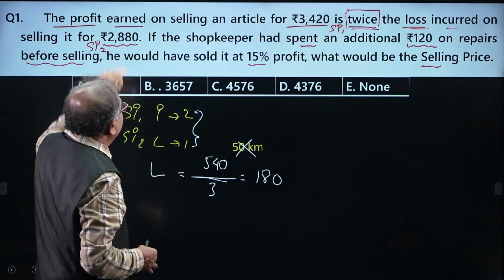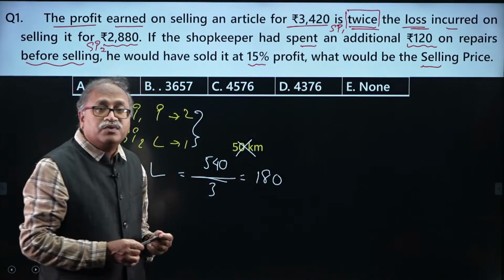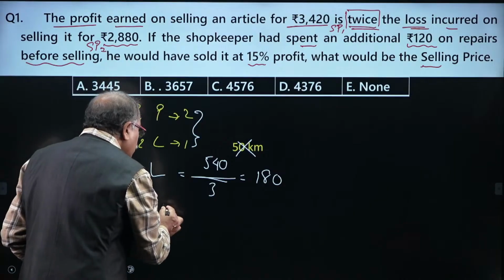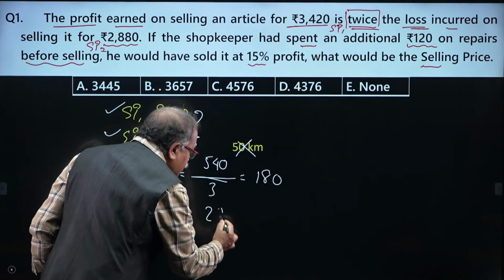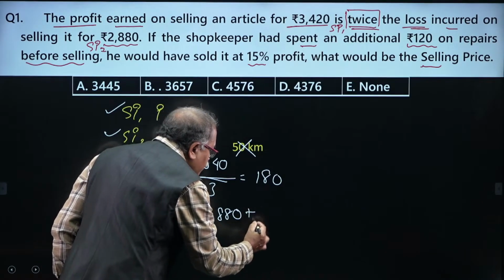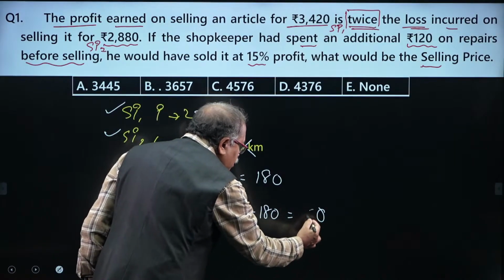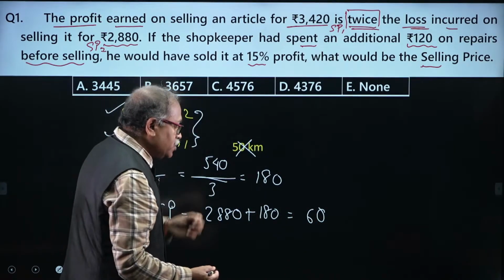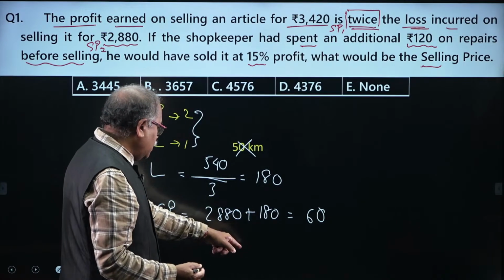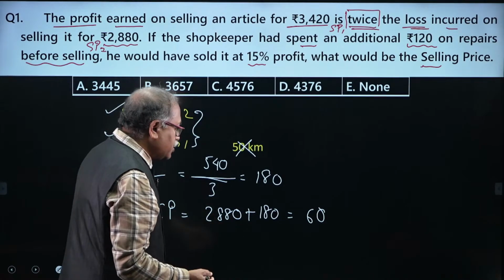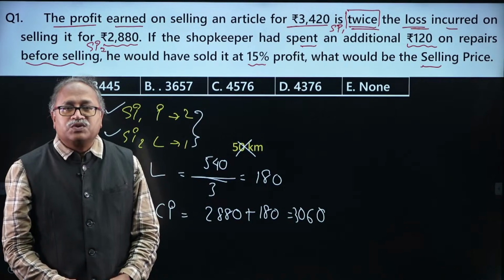And there is a selling price here. If you are selling it at 2880, there is a loss of 180, then I will come to the cost price. The cost price is equal to 2880 plus 180, which gives us 3060. So, this is what the cost price is.